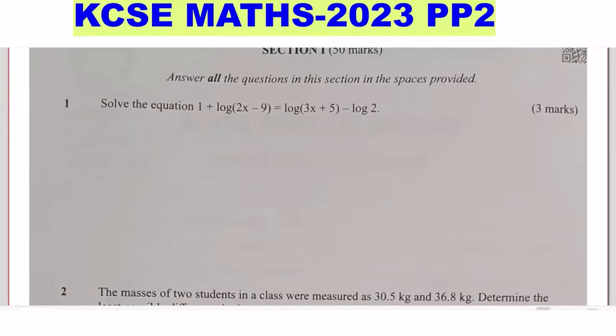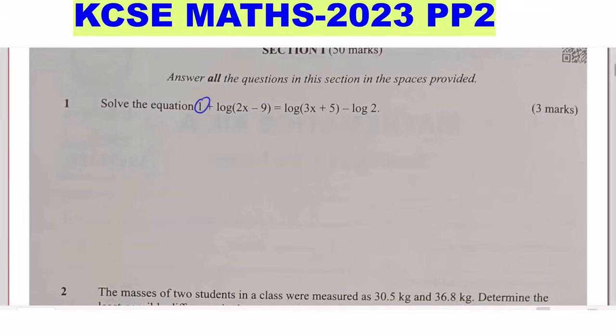Question 1. Solve the equation 1 plus log(2x minus 9) is equal to log(3x plus 5) minus log 2. One method of solving this question is expressing all the values in the form of logarithms. You can see all these values are expressed in terms of logarithm apart from 1. When you find the base is not indicated, automatically know that all these are to the base of 10. The logarithm is given to the base of 10.